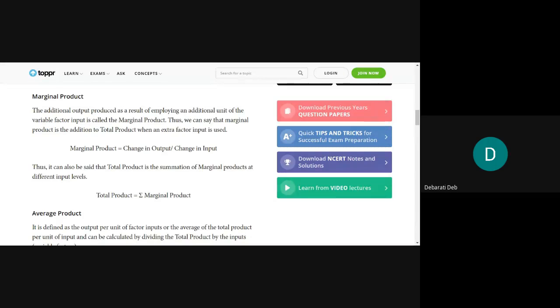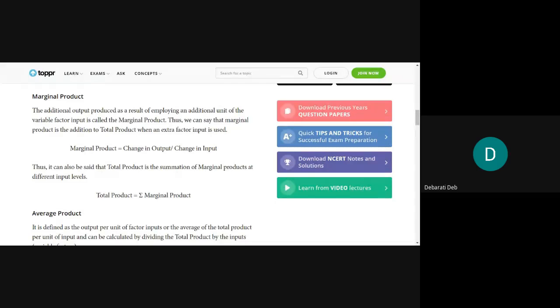Understood? In formula, if you write it in the form of a formula, marginal product can be written as change in output divided by change in input. Thus, it can also be said that total product is the summation of marginal products at different input levels.